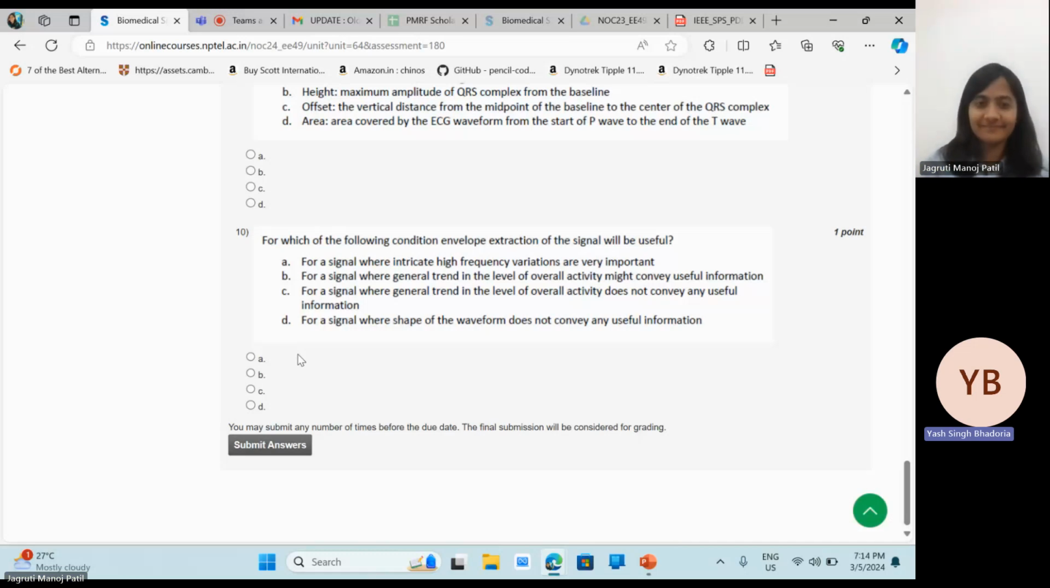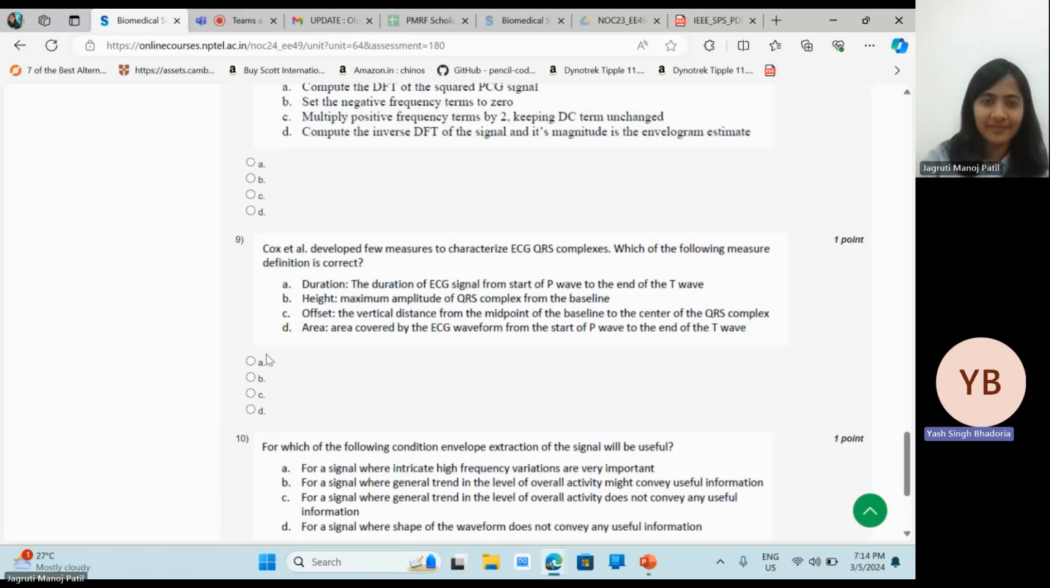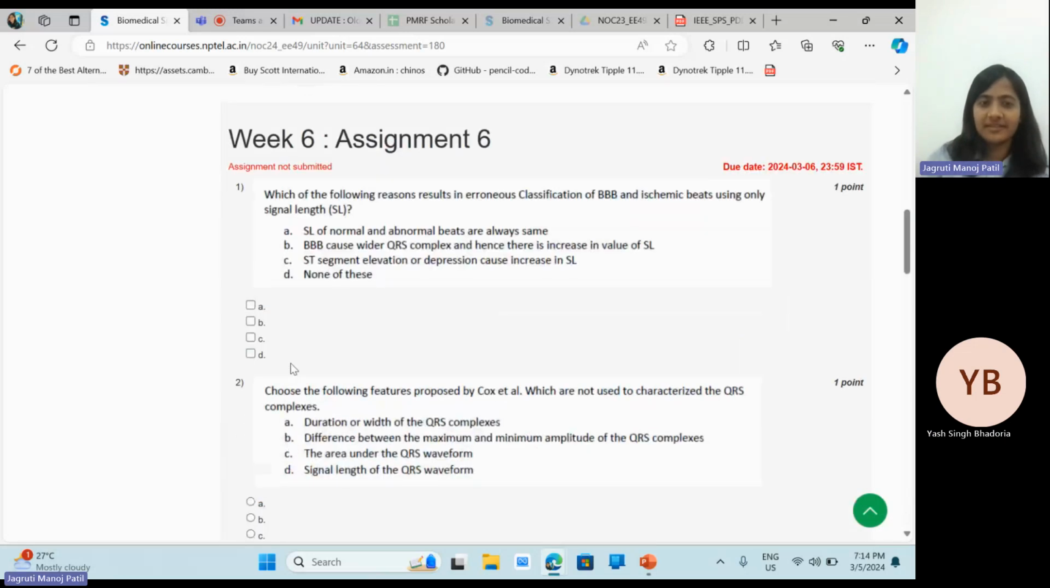And can you please switch to the first question? Yeah, sure. Which of the following reasons results in erroneous classification? I'm fully confused in it. Are these two correlated? Check boxes, okay, MSQ. Too many correlated subjects. So can you give me a glimpse of the bundle branch block ones, which help me in these questions? Sure.